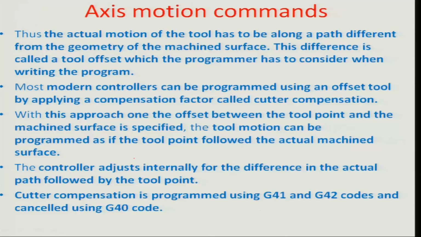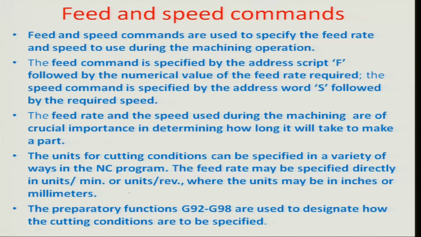It is programmed using the codes G41, G42, and it is a modal command, which once programmed would remain in the system and get executed every time unless you cancel it. The cancellation command for cutter compensation is the code G40. So these are the three preparatory codes, or G codes, used to indicate cutter compensation in the program. So that's all about axis motion commands.